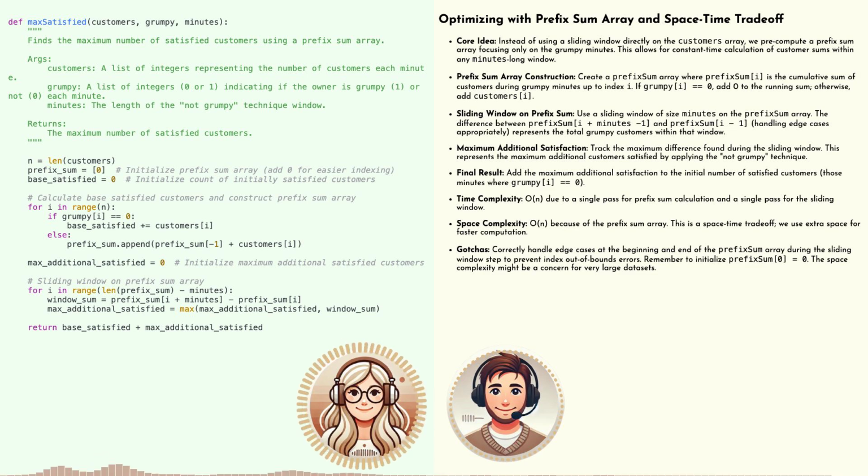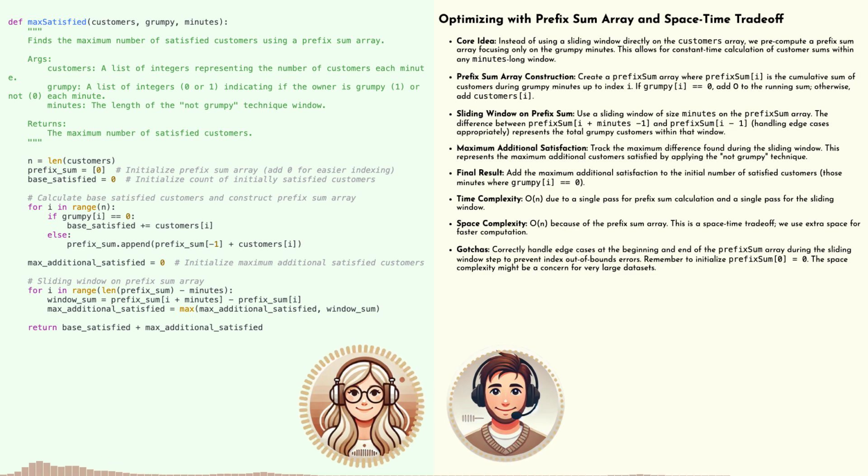Exactly. But there's a trade-off, right? Building and storing this prefix sum array takes extra memory. So it's the classic space-time trade-off. Right. If we're worried about memory, maybe the regular sliding window is better. But if speed is what we need and we have the extra memory, then the prefix sum could be a big win. It's like choosing between a fast sports car that uses a lot of gas and a more fuel-efficient car that's a bit slower.